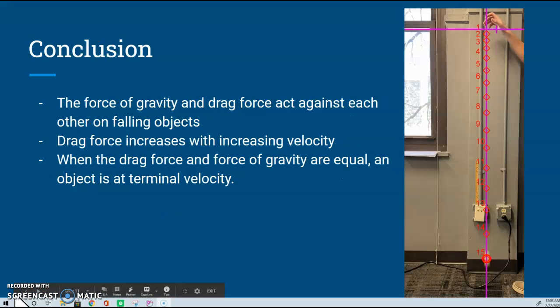In conclusion, the force of gravity and the drag force act on falling objects in opposite directions. Drag force increases with increasing speed. Also, when the drag force is equal in magnitude to the force of gravity, the object reaches a terminal velocity as F net equals 0, and the velocity becomes constant. This concludes my video lab report.